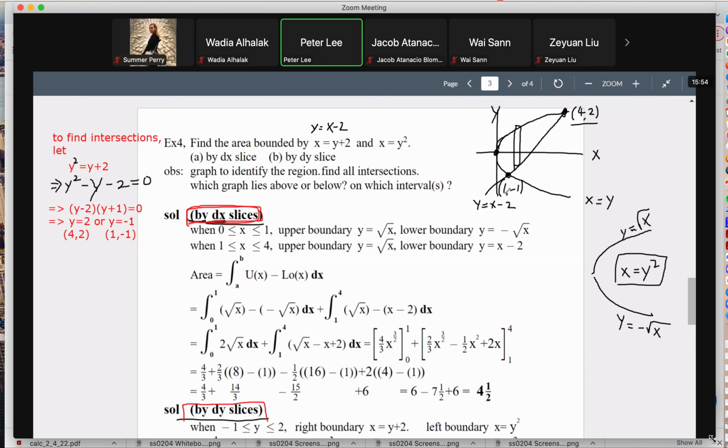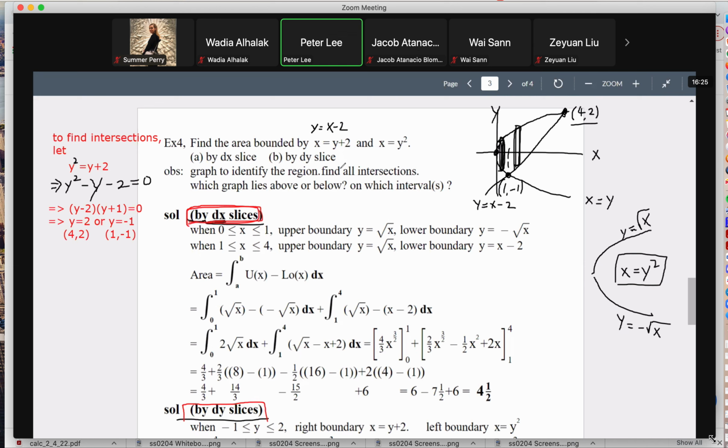It will look like this. And this is when x equals 1. When x is less than 1, the slices are going to look like this. So this is how the slices will look when x is less than 1. When x is bigger than 1, the slices will look like this. Now the reason why I drew two slices is because of the upper boundary function.